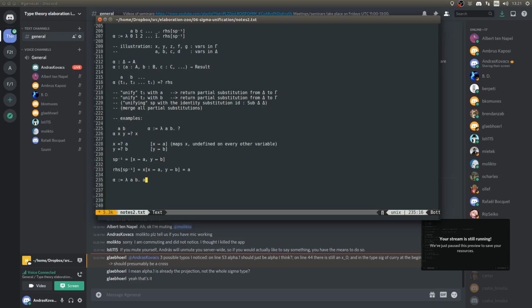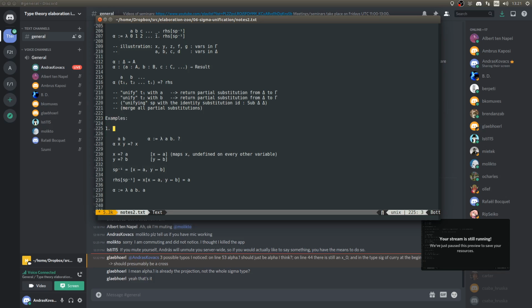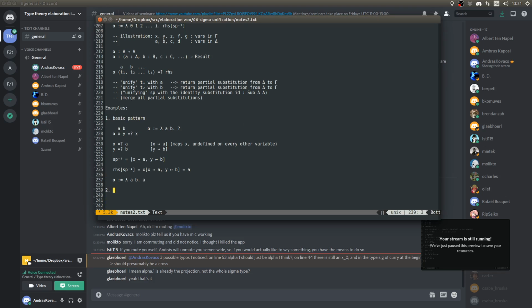But then we can make this a bit more general. But before making it a bit more general, let's just look at this basic example, basic pattern. Before going a bit further, let's also look at a nonlinear spine.